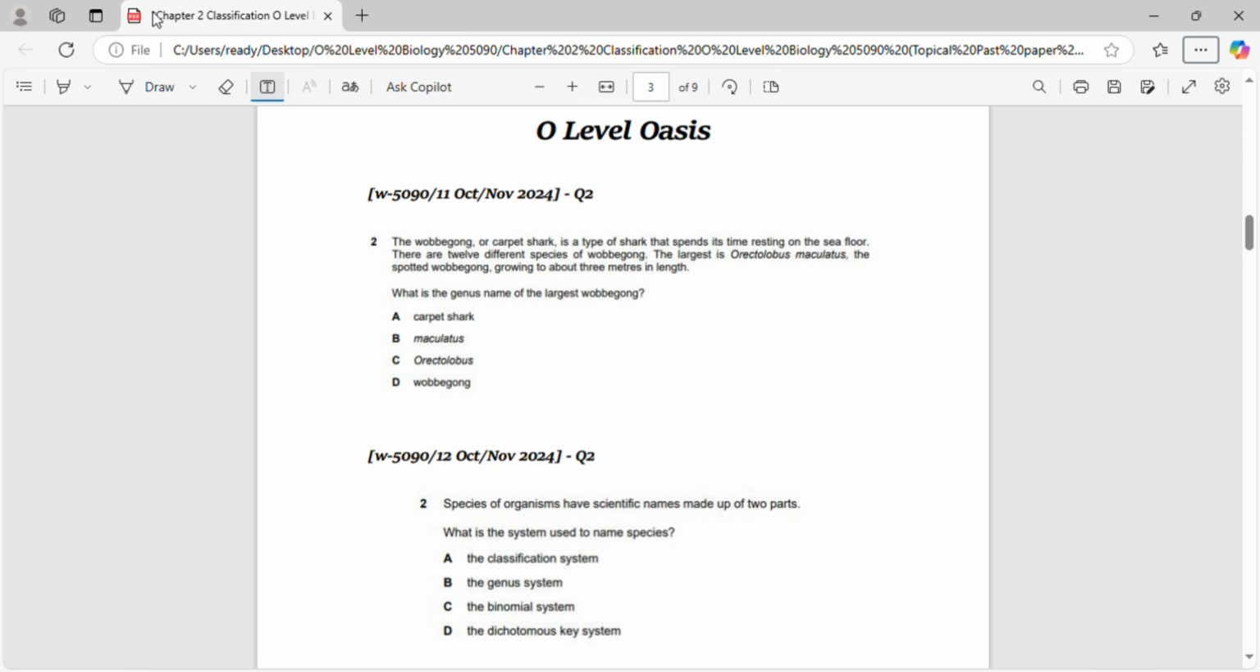The options are A. carpet shark, B. maculatus, C. Erectolobus, and D. wobbegong. The correct answer is C. Erectolobus, as it is the genus name of the spotted wobbegong. In the binomial nomenclature system, the first name always represents the genus.